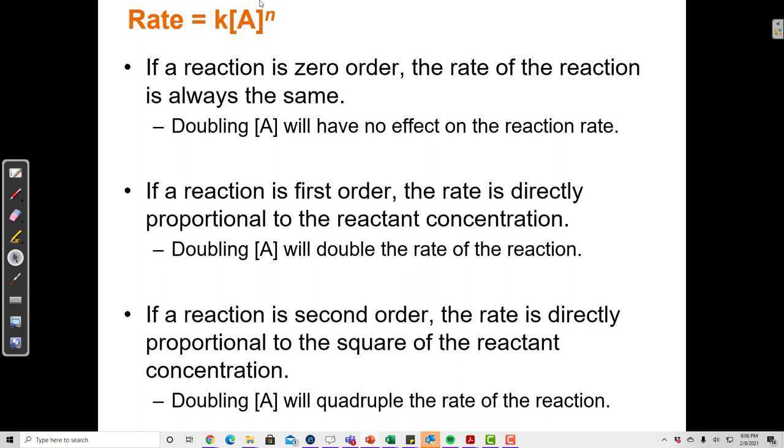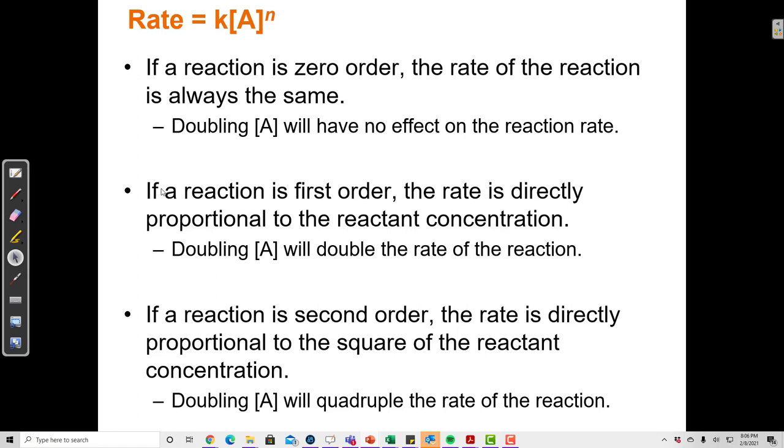If the order of the reaction is 0 and n equals 0, then A to the 0 is equal to 1, right? Then k times 1 is equal to k. So then the rate of the reaction is equal to k, and A doesn't matter. If I change A, A can have any value, and any value raised to the zero power is going to be equal to 1. So it doesn't matter what the concentration of A is. The rate will always be the same in a zero order reaction if n equals 0.